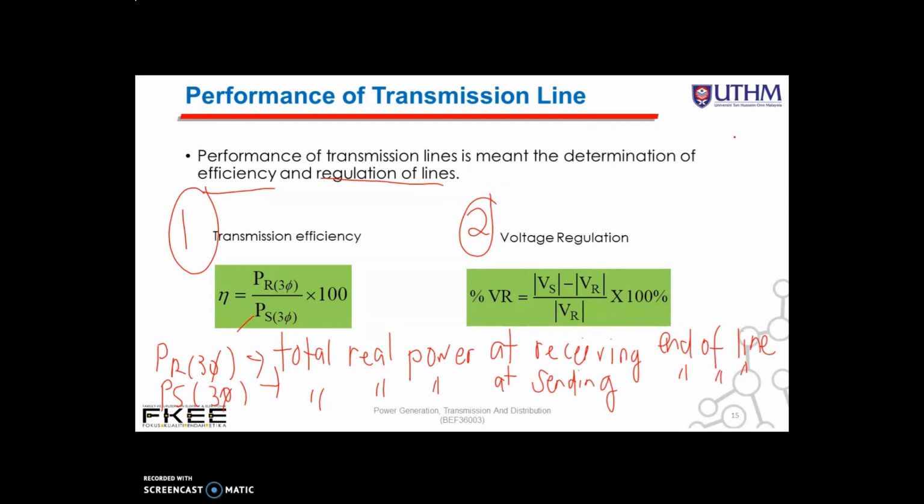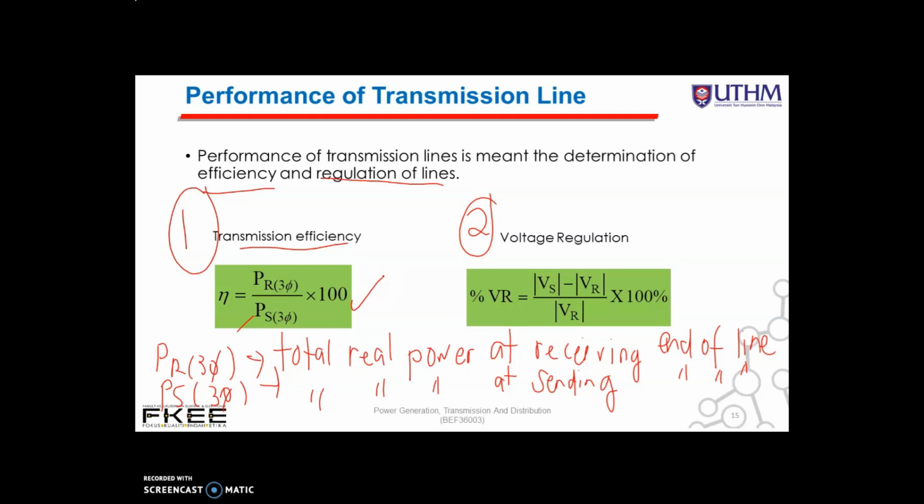To calculate the transmission efficiency, the equation is the total real power at receiving end of line, PR three-phase, divided by PS three-phase, which is the total real power at sending end of line, times 100%.